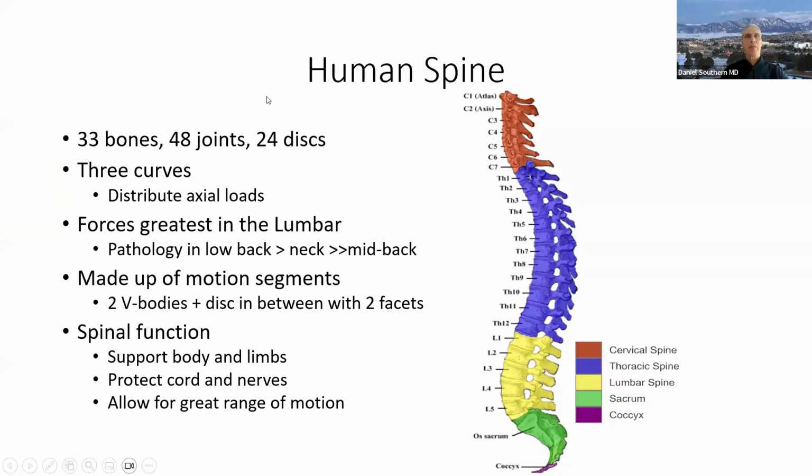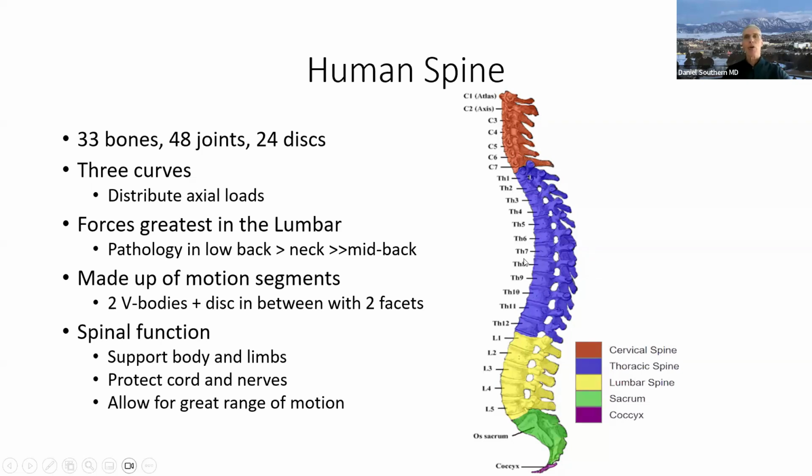The human spine is a very complicated structure. It is composed of 33 bones and 48 joints. There are 24 discs in the human spine. There are three curves, including the cervical and lumbar lordosis and the thoracic kyphosis. And the point of these curves is to distribute axial loads going up and down the spine. The forces are of course greatest in the lumbar spine, the lower back. And this is why probably the pathology is greatest in the lower back more than in the neck, much, much more than in the mid back.